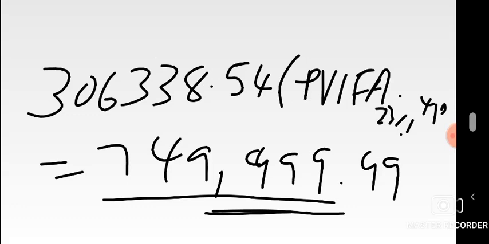Something to take note of: payments are at the end of the year. So we'll use our first table. If you rewind the video, the one we started with, when payments are in arrears, that's basically at the end of a year. That's how I explained it earlier.